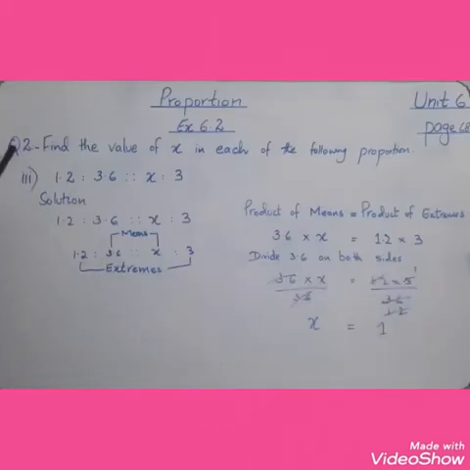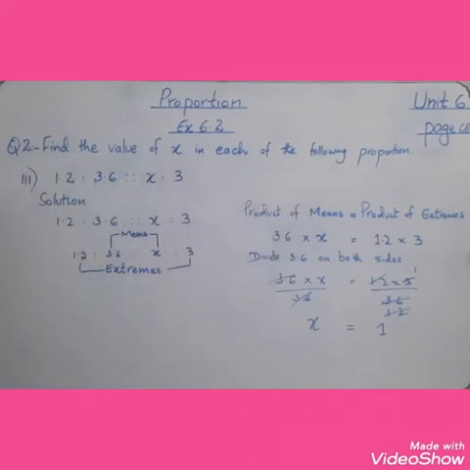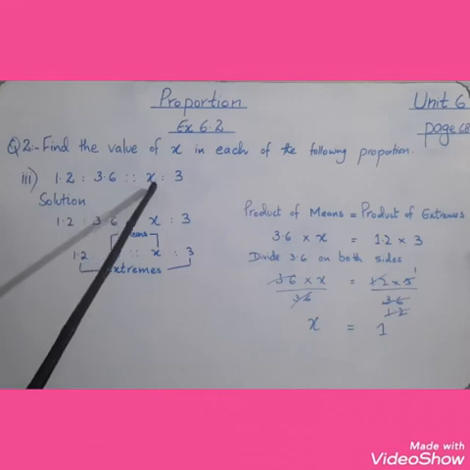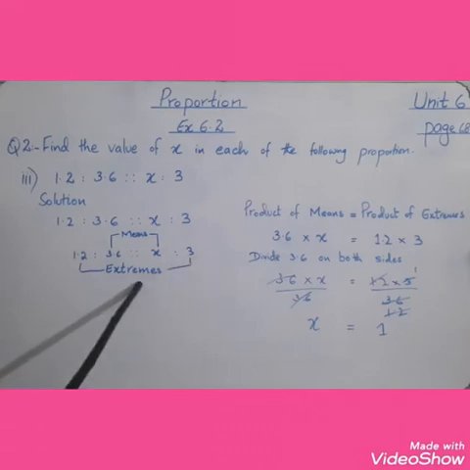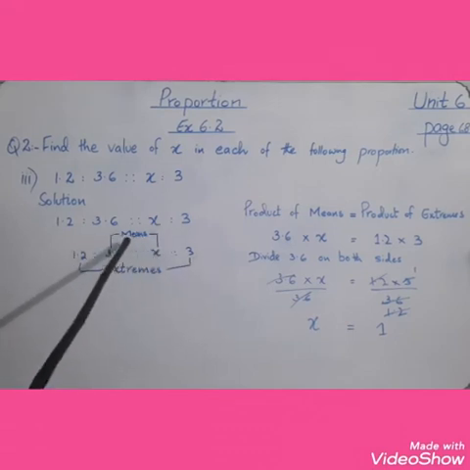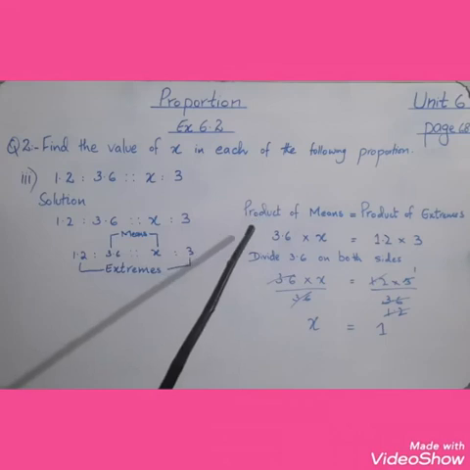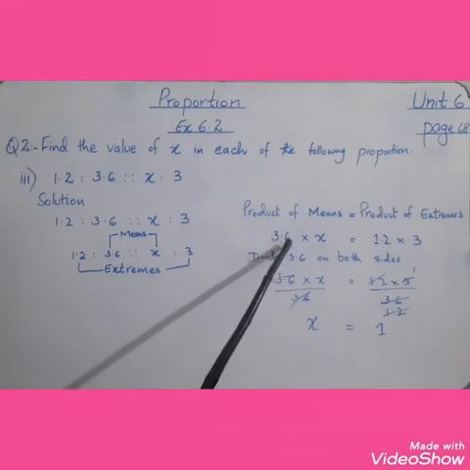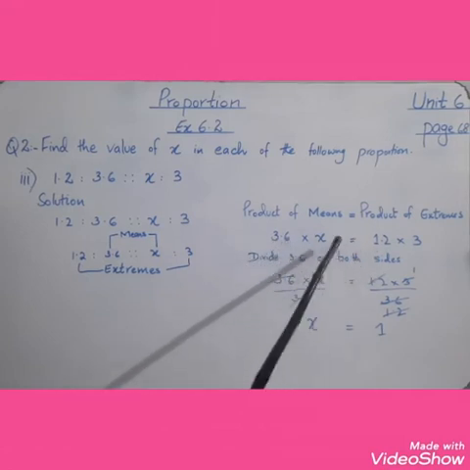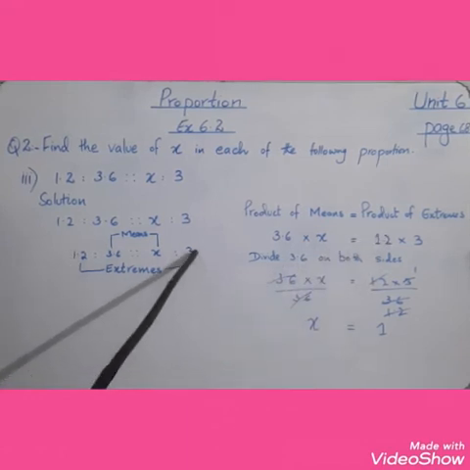Okay, students, now see question number 2. Find the value of X in each of the following proportions. Now see part 3. 1.2 ratio 3.6, proportion X ratio 3. Now outer extremes and inner means. In means we have to find the value of X. So means come first. Product of means is equal to product of extremes. 3.6 multiplied with X is equal to 1.2 multiplied with 3.